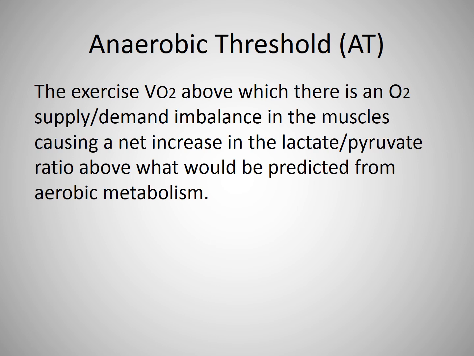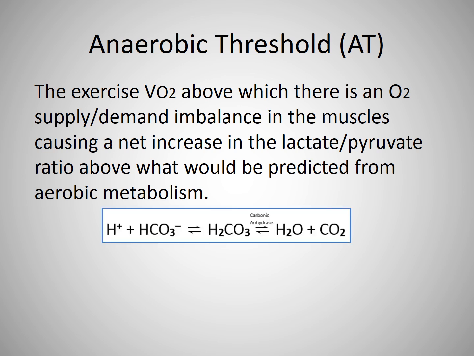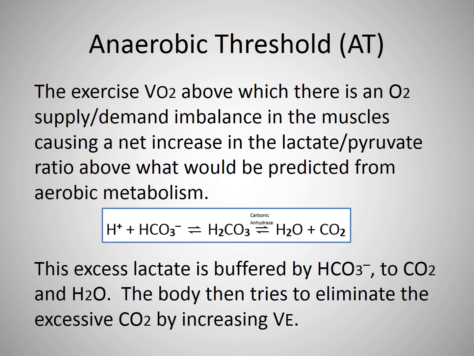This is the exercise VO2 above which there is an O2 supply to demand imbalance in the muscles, causing a net increase in the lactate to pyruvate ratio above what would be predicted from aerobic metabolism. As shown in this equation, this excess lactate is buffered by bicarb, which is then converted by carbonic anhydrase to CO2 and water. The body then eliminates this excessive CO2 by increasing the minute ventilation, or VE.